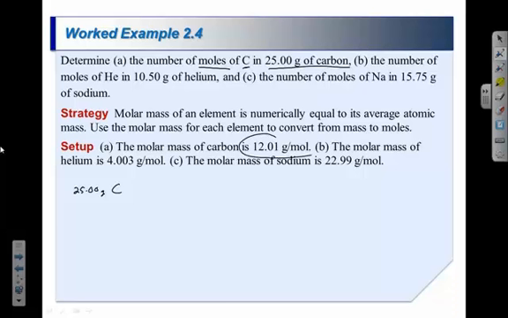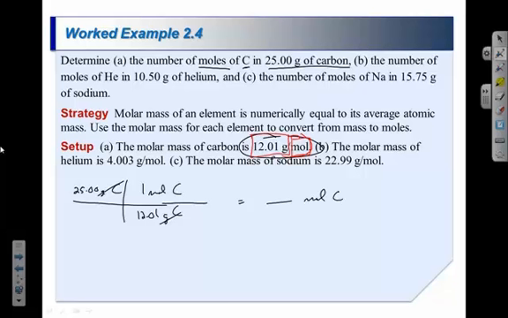So the periodic table mass for carbon is a relationship. It's the number of grams equal to a mole of carbon. So I can use that as a relationship: 12.01 grams of carbon in 1 mole of carbon. When you have a unit per another unit, that means that quantity in grams is equal to 1 mole of that substance. So I would just divide 25 by 12, the grams cancel, and that would tell me the number of moles of carbon I have in that sample.